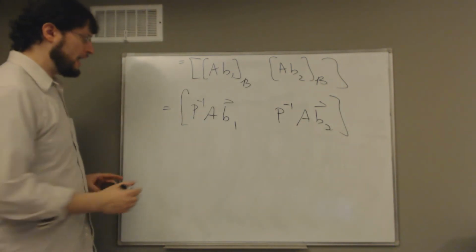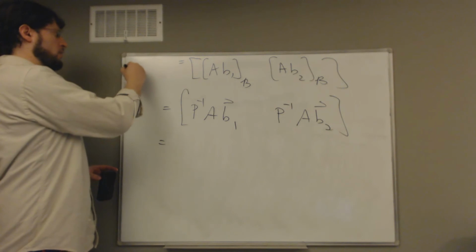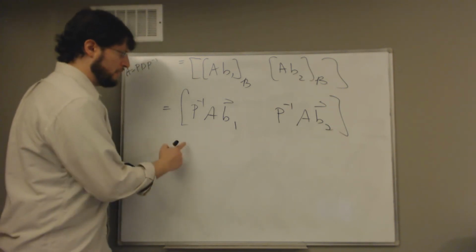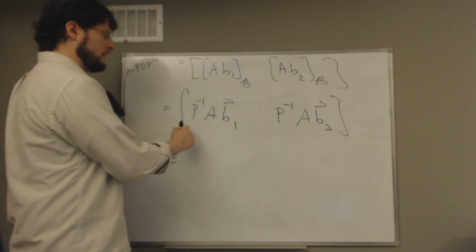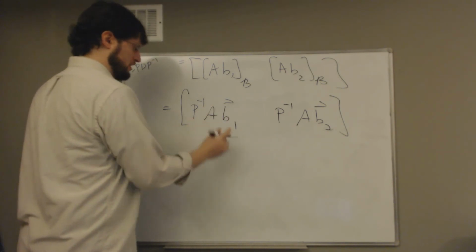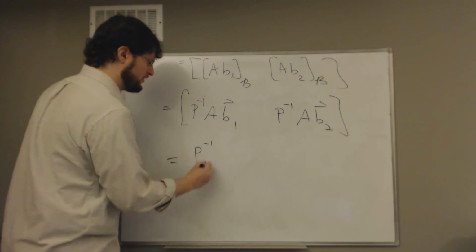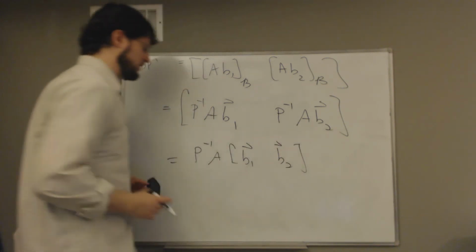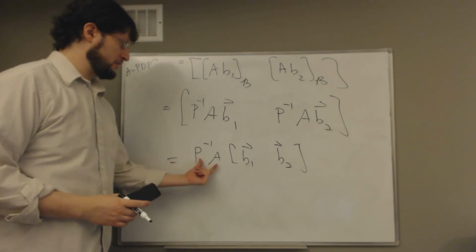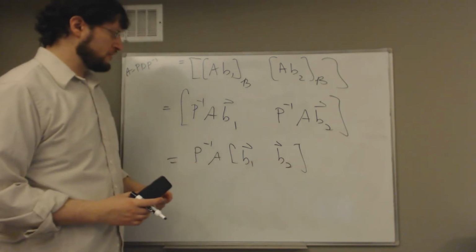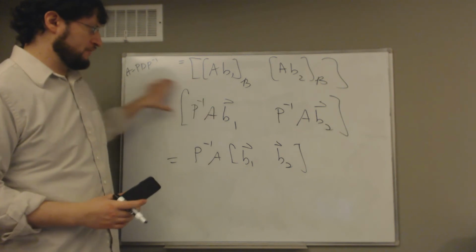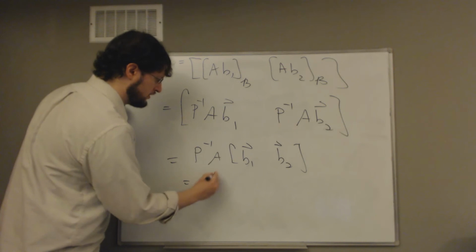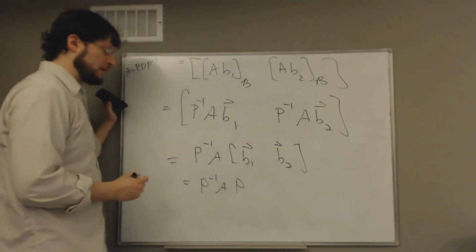But P inverse A, since A was P D P inverse... So this is just a matrix. Let's just write it like this. This is P inverse times A times [b1 b2], because this is just a matrix multiplied by another matrix, so we can really think about factoring that out. But [b1 b2] is just the matrix P.